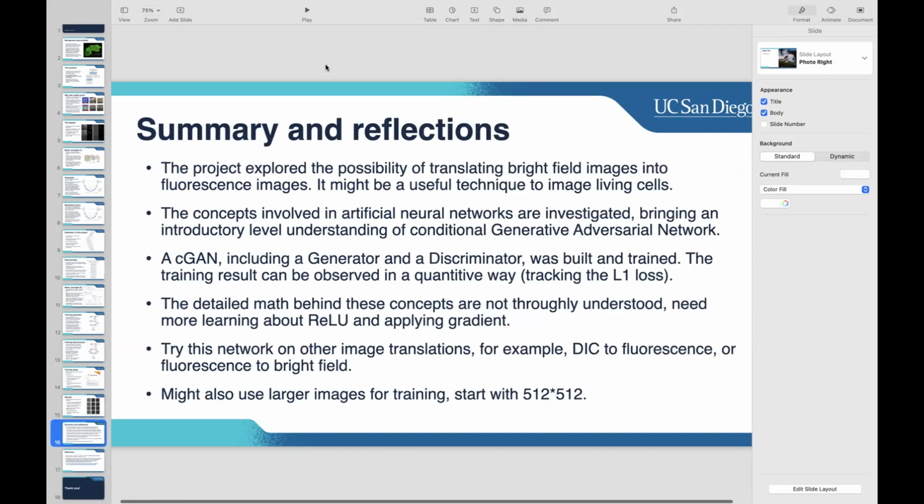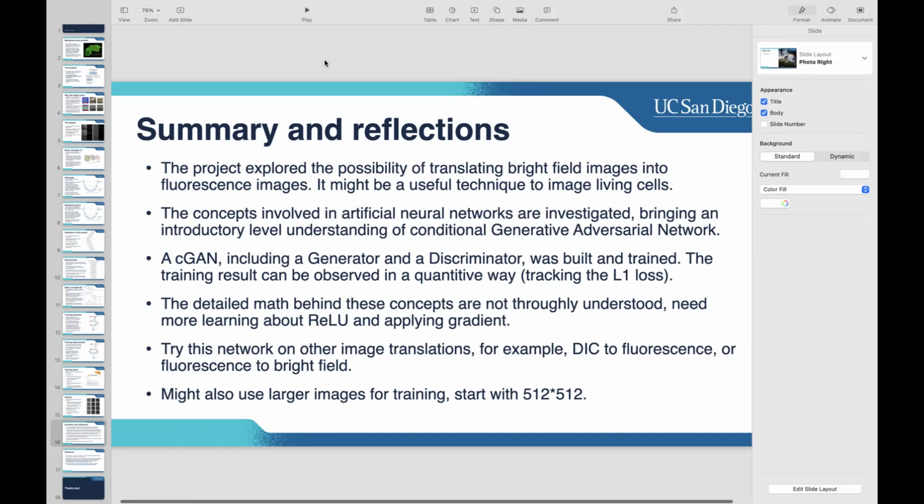So some summary and reflections. The project explores the possibility of translating bright field images into fluorescence images, and this might be a helpful technique to image living cells. And the concepts involved in artificial neural networks are investigated, bringing an introductory level understanding of CGAN. And a CGAN was built, including a generator and discriminator. The training result can be observed via a quantitative way. So basically, we can track the L1 loss here.